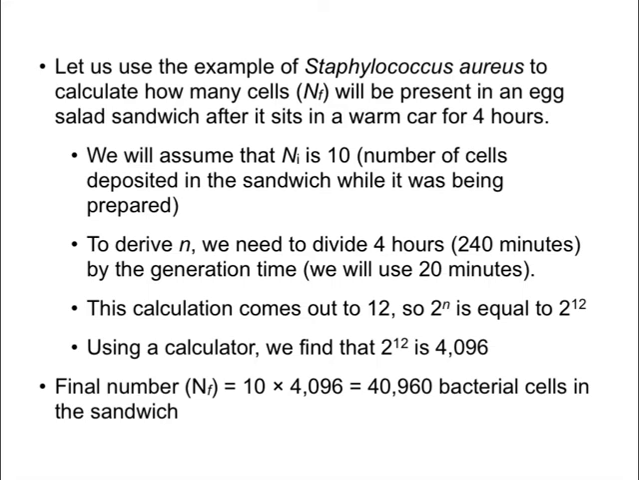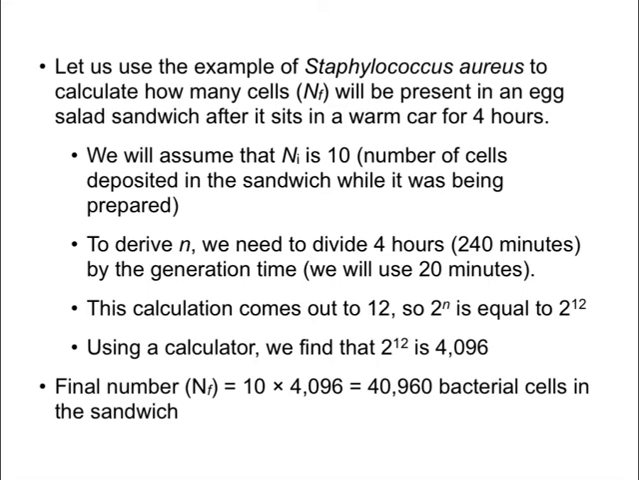Those are how many cells of Staphylococcus aureus we accidentally ended up putting in the sandwich while it's being prepared. Then we're going to derive N. So we need to divide the number of hours, 4 hours, that we left the sandwich in the car, which is 240 minutes, by the generation time. Let's use an average of 20 minutes for this particular bacteria.